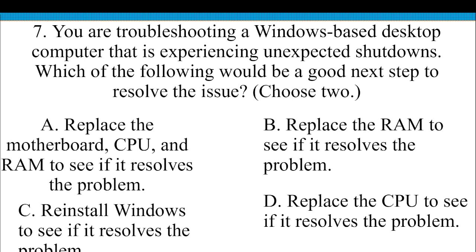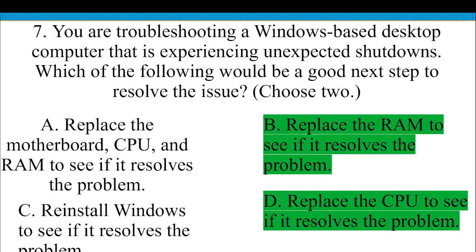So what two things can you do? In this situation, you could replace the RAM to see if it resolves the problem, and replace the CPU to see if it resolves the problem. Sometimes unexpected shutdowns can happen because of memory, sometimes because of overheating, so you will have to replace several components to see what component is causing the issue.